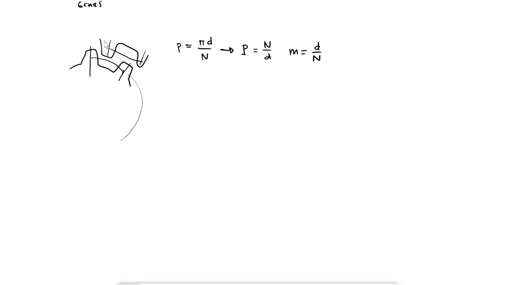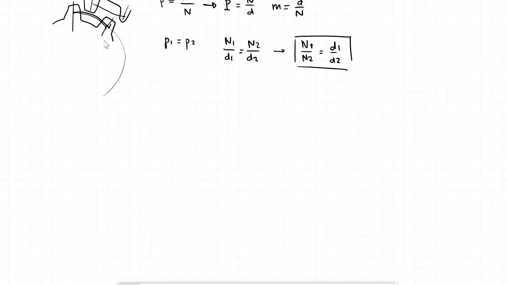So if lowercase p1 equals lowercase p2, because of what I just said, we know that the diametral pitch and the module should also be the same. Basically, n1 over d1 has to be equal to n2 over d2. And we write this as n1 over n2 equals d1 over d2. That's the first relationship.